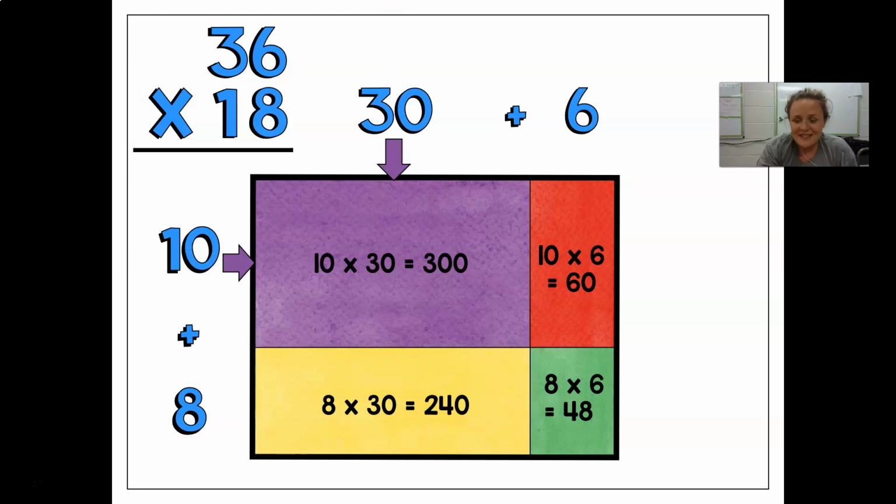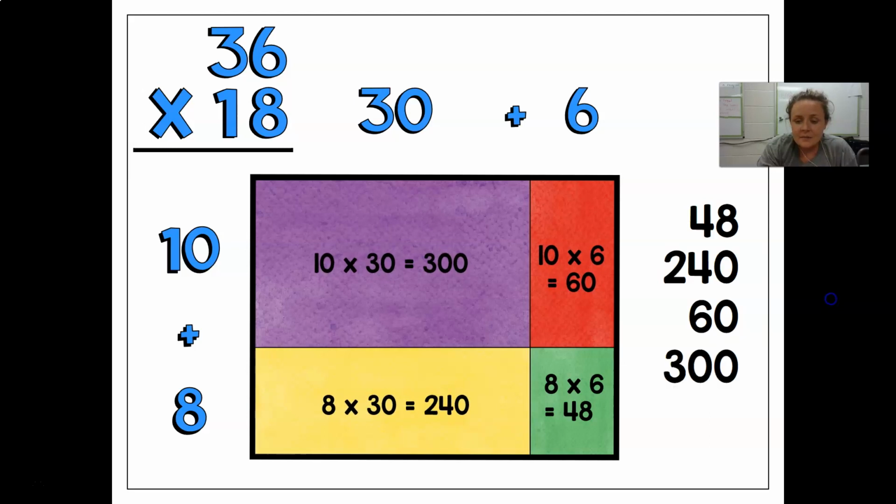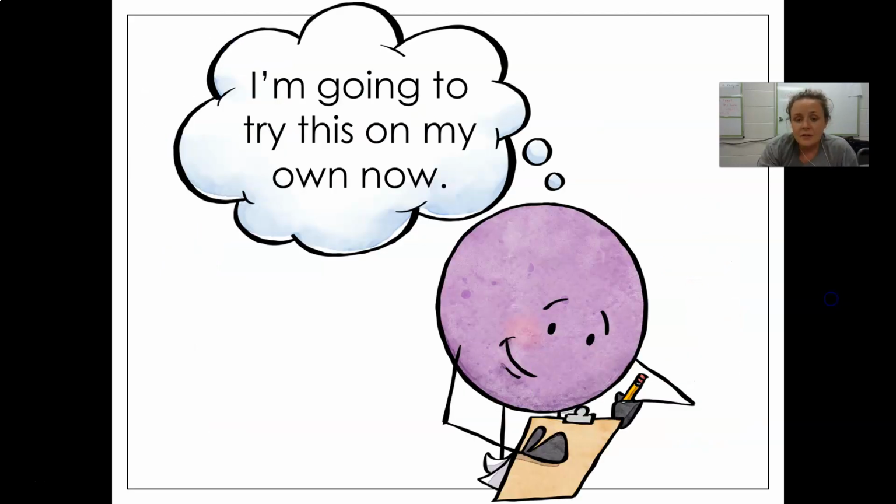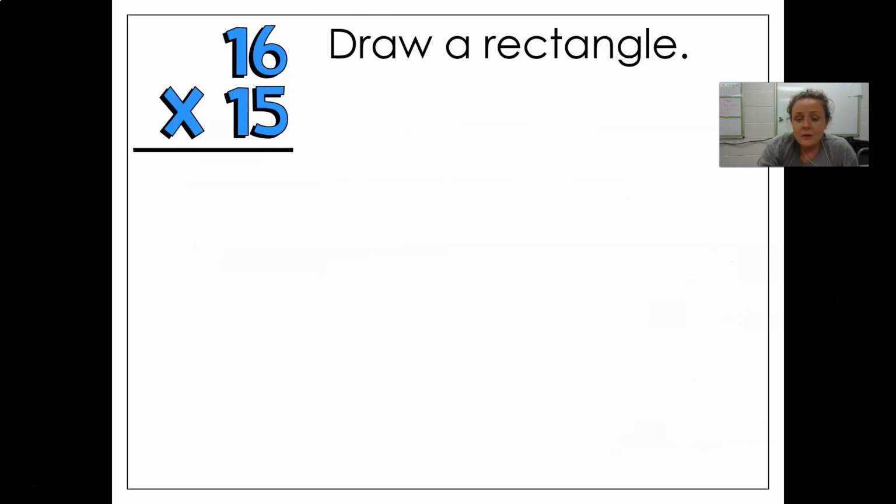What's the next thing we do? Yeah, we add them all up: 48 plus 240 plus 60 plus 300. We add all the parts together, and that'll give us the product of 36 times 18, which is 648. Go ahead and try this on your own now.